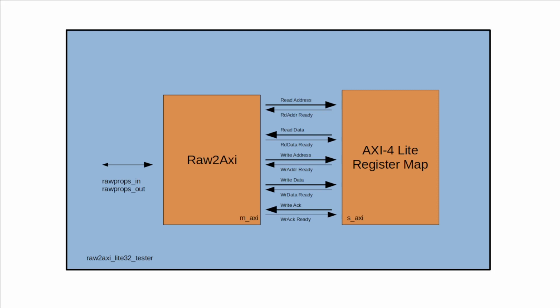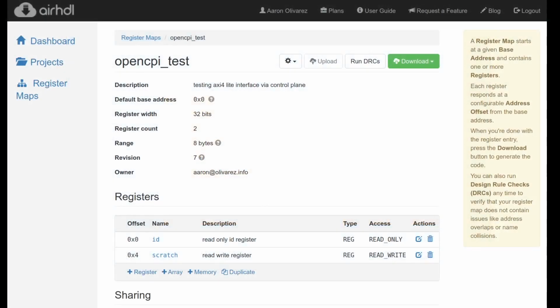The AXI4-Lite register map in this example was generated using AirHDL. AirHDL is an EDA tool that allows you to create register maps easily. This one in particular only has 2 registers. They're both 32 bits wide. The first one is a read-only register, which has an ID, and the second one is a scratch register that has read-write access, so we could write to it and then read back the value to make sure that it's functioning correctly.